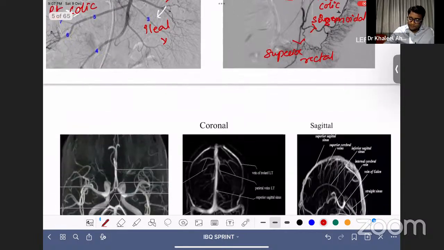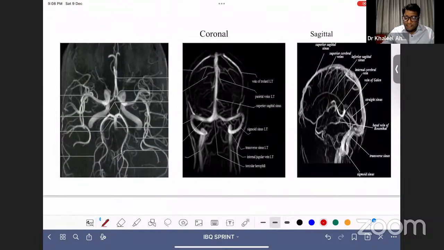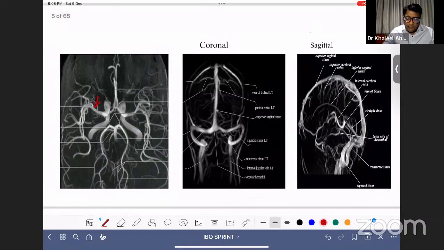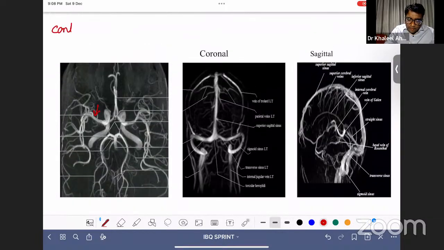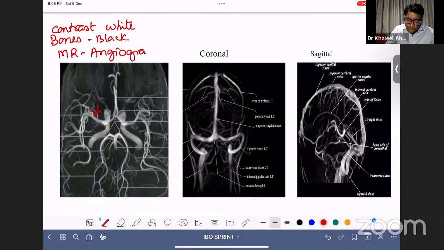Let's go to the next one. What are these images? The contrast inside the blood vessels is white. So this is not digital subtraction angiography, right? And how is the bone? The skull is appearing dark. So when the bones are black and the contrast is white, these are MR angiography images. So this is MR angiography.